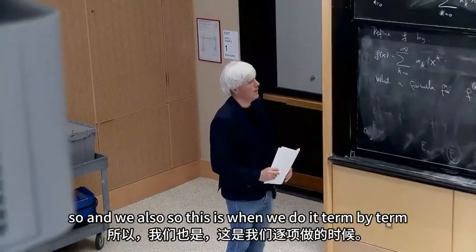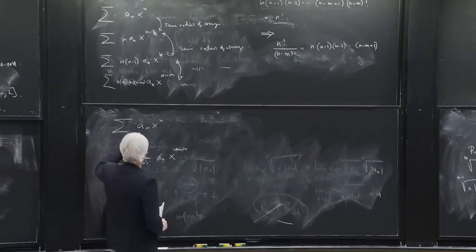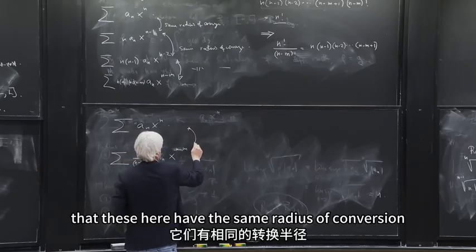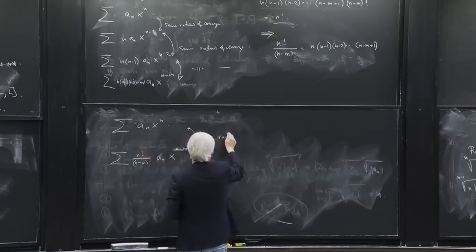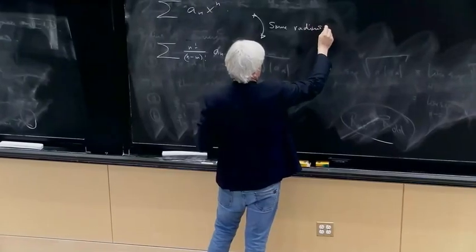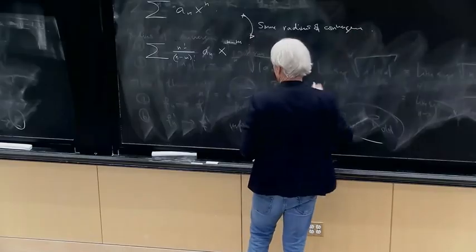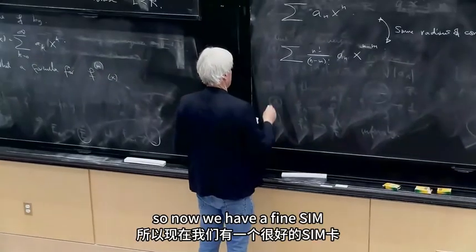Okay. And we also, so this is when we do it term by term, taking the derivative, and we already have that these here have the same radius of convergence. Okay. And so now we have the following theorem.